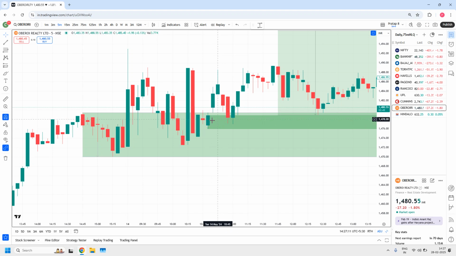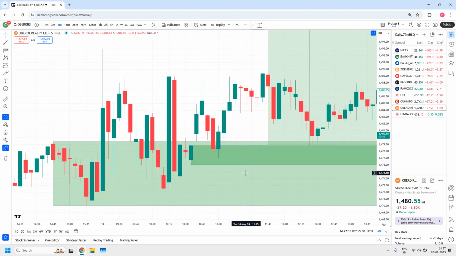Maybe this could be a high liquidity zone. I'm not saying, we are not confirming. There are higher chances because new order flows are getting added.